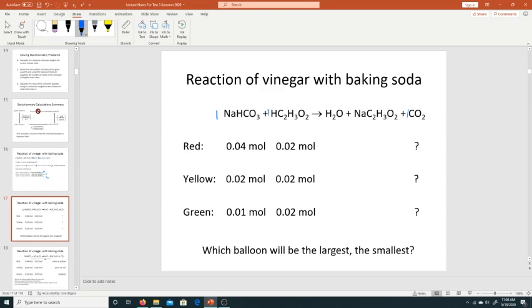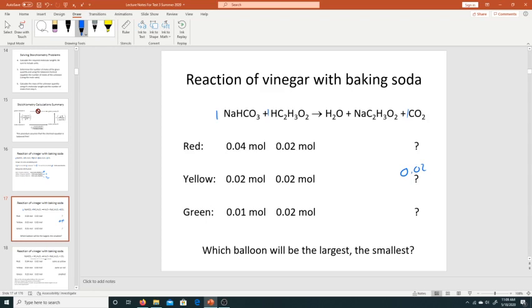So what does that imply about the number of moles of CO2 I can make, for example, from the yellow one? For every acetic acid I use up, 1 of the sodium bicarbonate. That implies you should make 0.02 moles of CO2, which will inflate the balloon a certain amount.